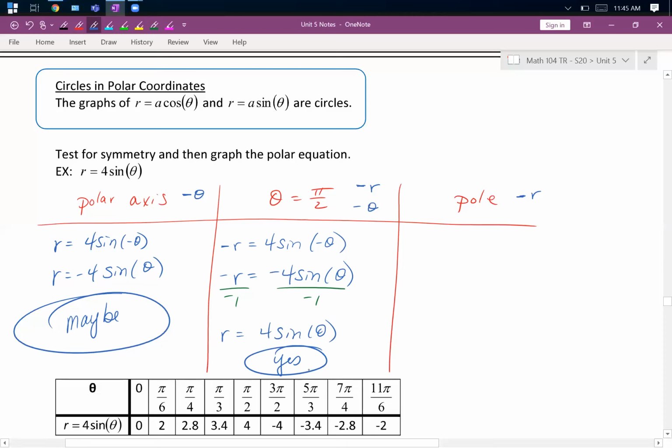And then the last type of symmetry that we are checking for is symmetry with respect to the pole. This is where we're going to replace r with negative r. There's no negative angle identity to apply. I'm going to try to get rid of that negative. Really, the only way I can do that is by dividing, and that just moves the negative to the other side. Still not the original. So this is a maybe on its symmetry.